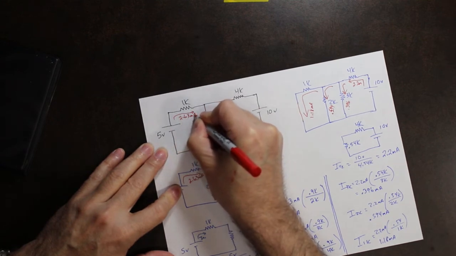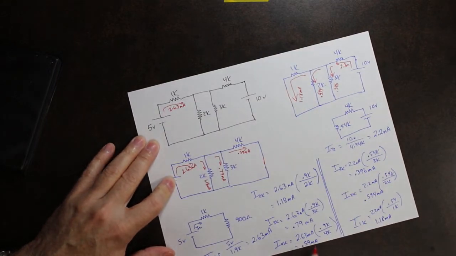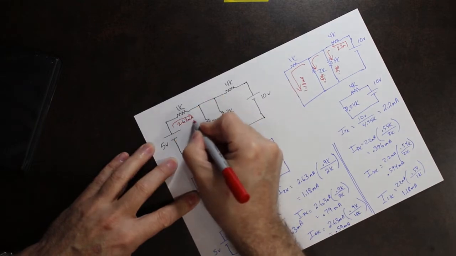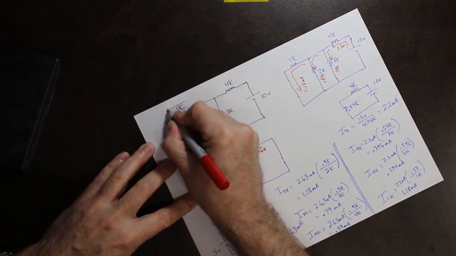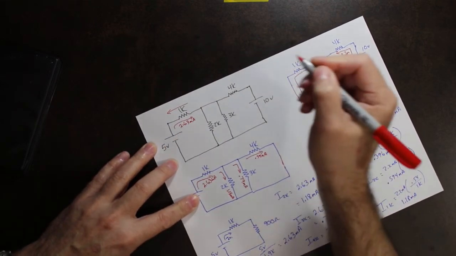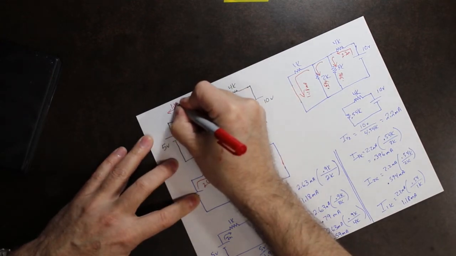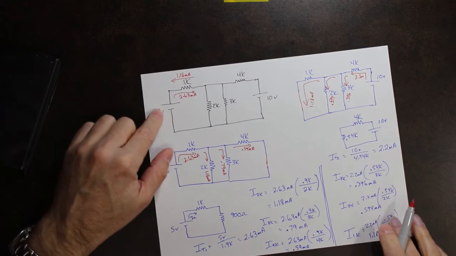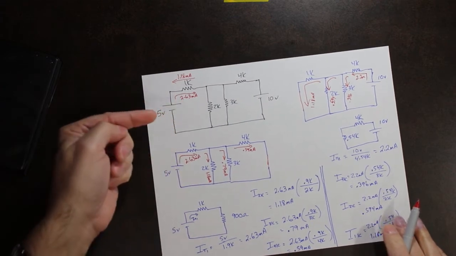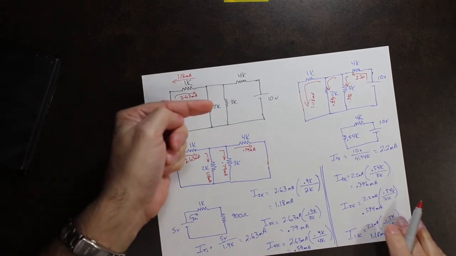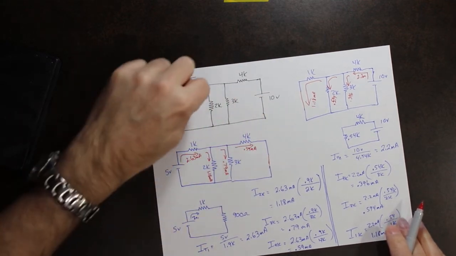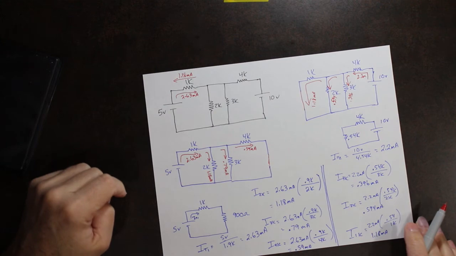So we have this way 2.63 milliamps. From this supply, it's going this way at 1.18 milliamps. So this power supply puts 2.63 milliamps going that way through that resistor. This power supply puts 1.18 milliamps going that way through that resistor.